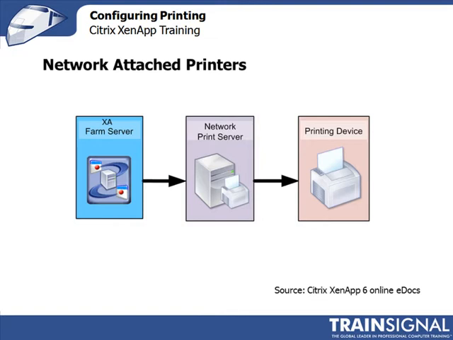So again, from a representations perspective, a network attached printer, this is how it goes in a XenApp world at least. You have your XenApp server here in the farm. One of the XenApp servers is connected to the network print server, and the network print server is what's connecting to the actual print device. So the routing of that particular print job goes from XenApp server to network print server, and network print server will send it to the print device for printing.